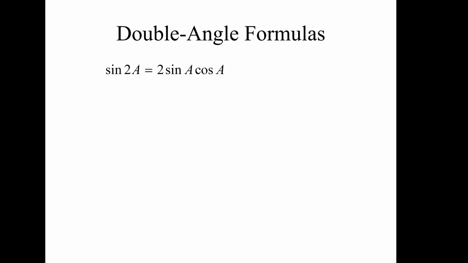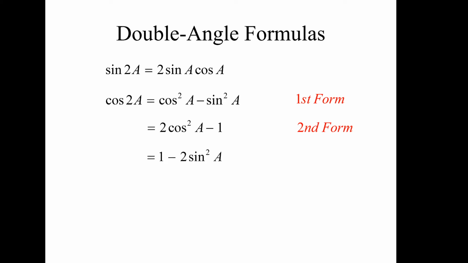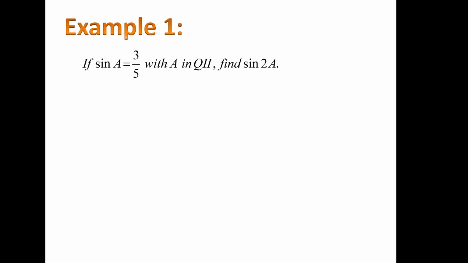And the double angle formula: sine 2A equals 2 sine A cosine A. Cosine of 2A equals cosine squared A minus sine squared A. That's the first form. The second form would be 2 cosine squared A minus 1. And the third form is 1 minus 2 sine squared A. This is something that you must know. Those are the main formulas that you need to recognize. Double angle for tangent: tangent of 2A equals 2 tangent A over 1 minus tangent squared A.